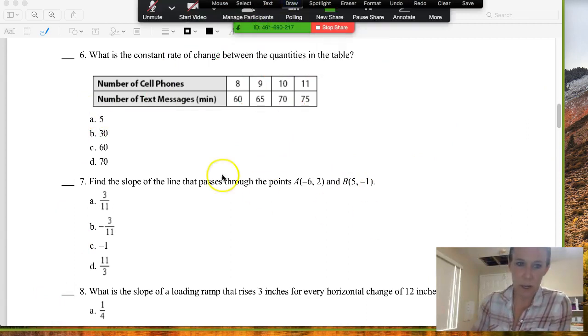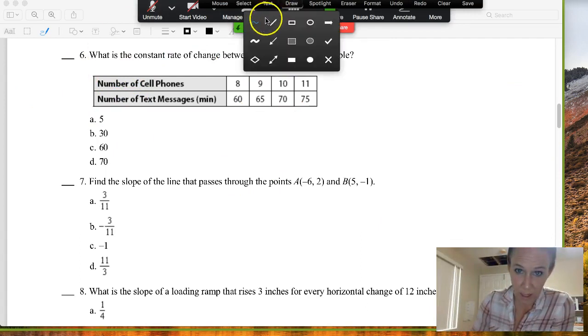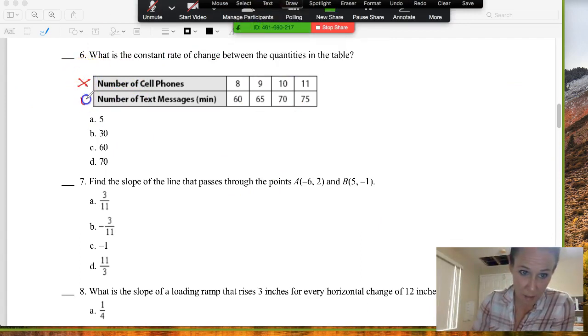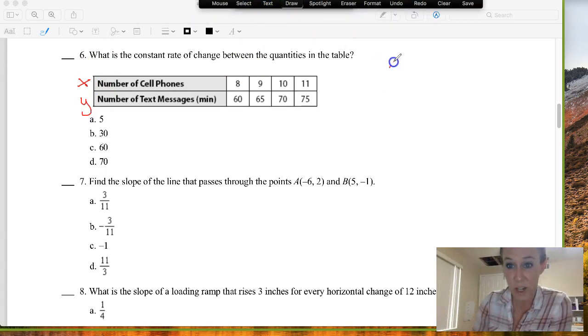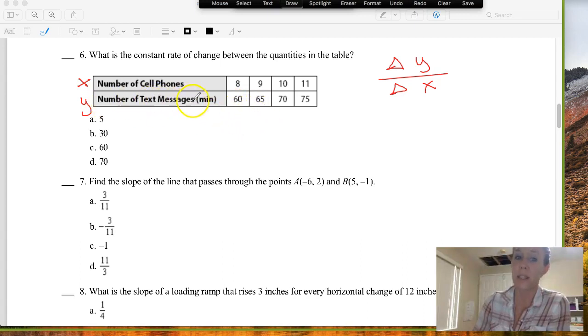Real quick, I just wanted to take note. Usually when the chart is on its side like this, the top number is the x and the bottom number is the y. And remember, slope is always the change in the y's. And I do that little symbol to mean change in the y's over the change in the x's. Okay, so y goes on top and x goes on bottom, but your chart usually has the opposite. So careful, this goes on top. So this would be the number of text messages per minute and the number of cell phones. So we ended up with 5 over 1. So 5 text messages per minute for every cell phone. That's what that means. That's your constant rate of change.